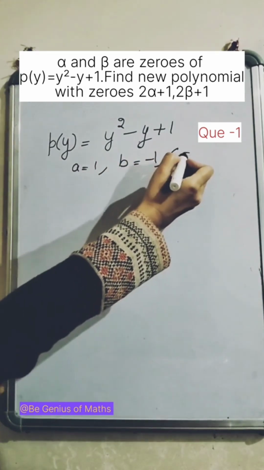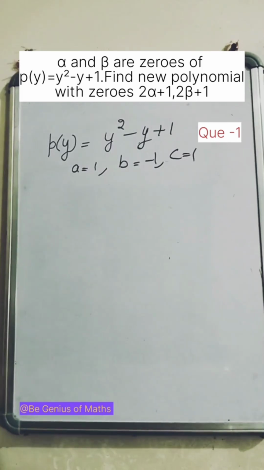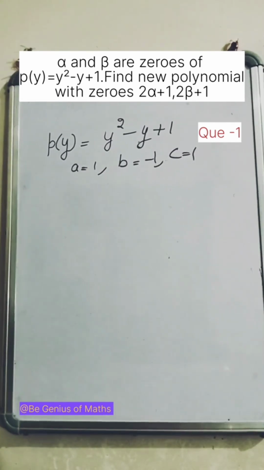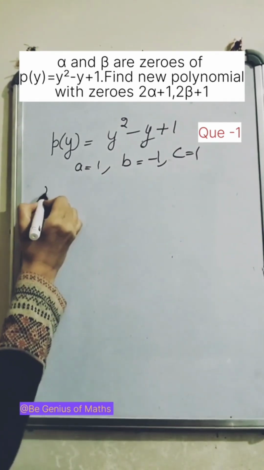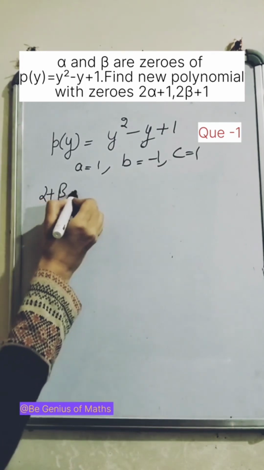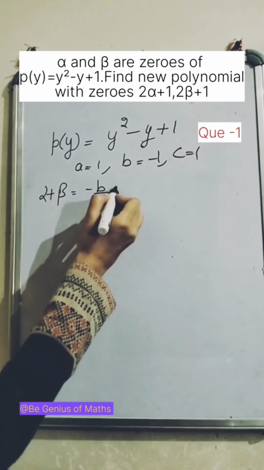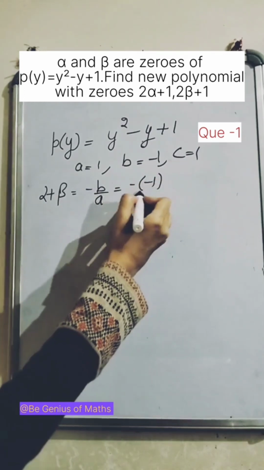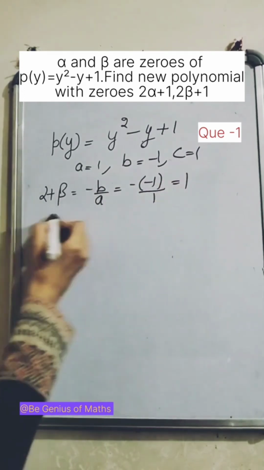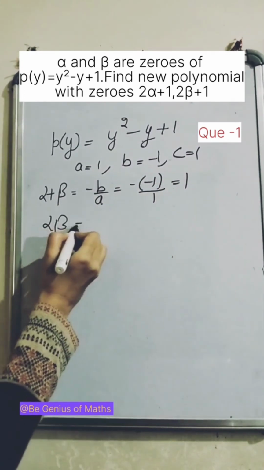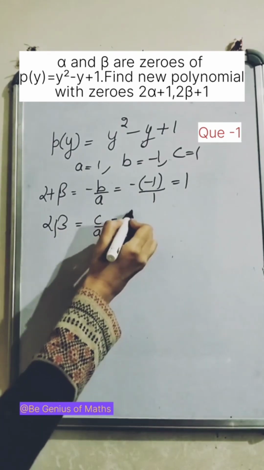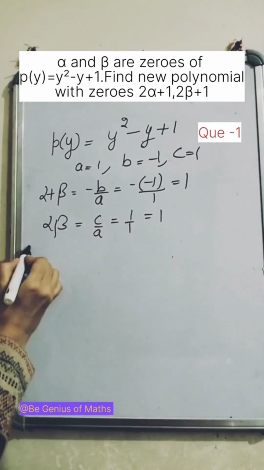So first of all, write the coefficients of y square, y and the constant term. A is the coefficient of y square, b is the coefficient of y and c is the constant term. First of all, find alpha plus beta by the formula, which is minus b by a, and alpha into beta, which is c by a. Put the values of c and a.